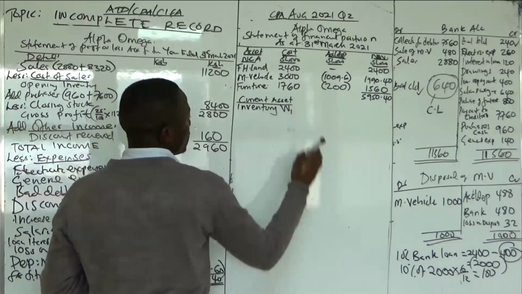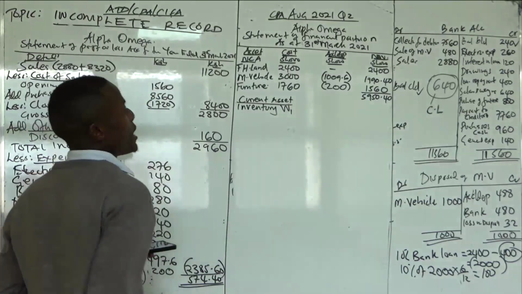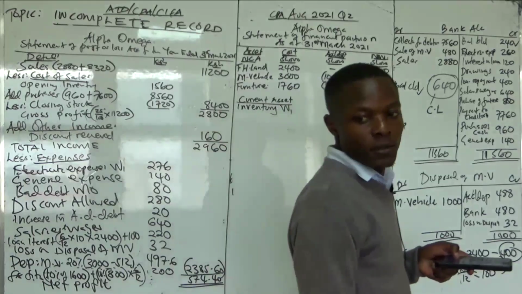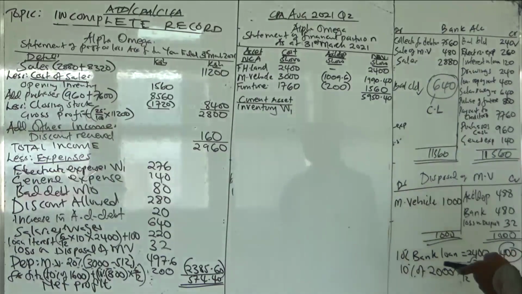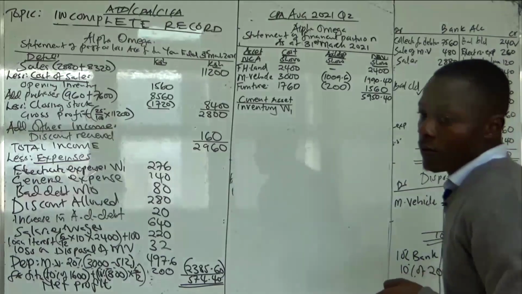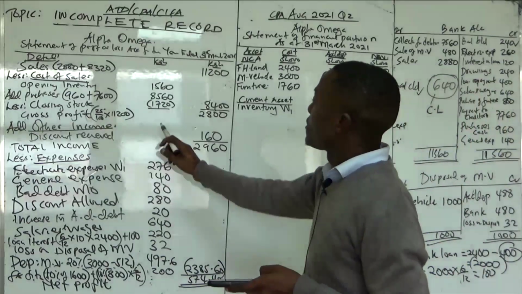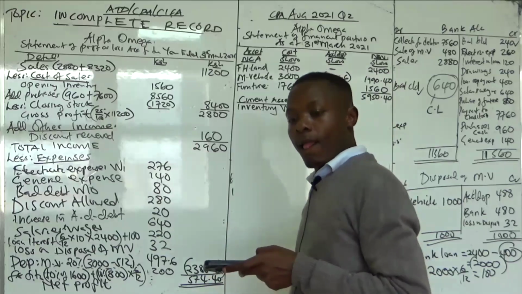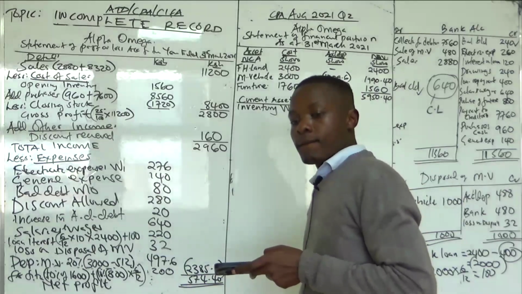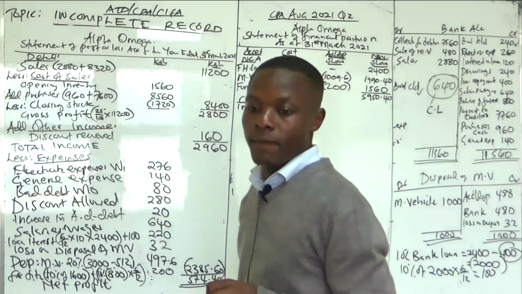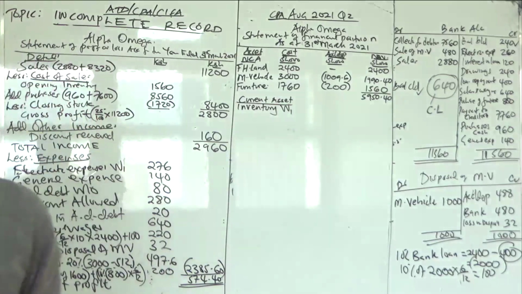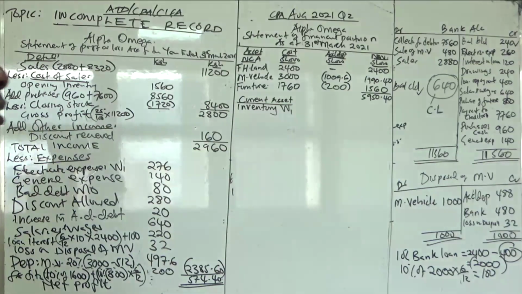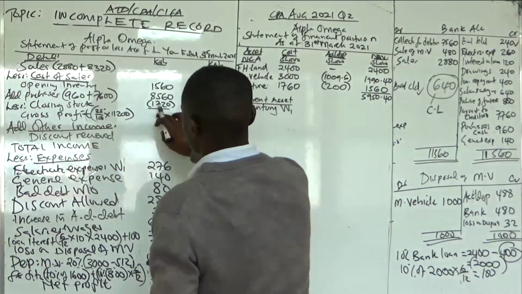You take the inventory that we worked out. What was the inventory we worked out? This is the closing stock. In the balance sheet we said we maintain the closing stock, which is 17.